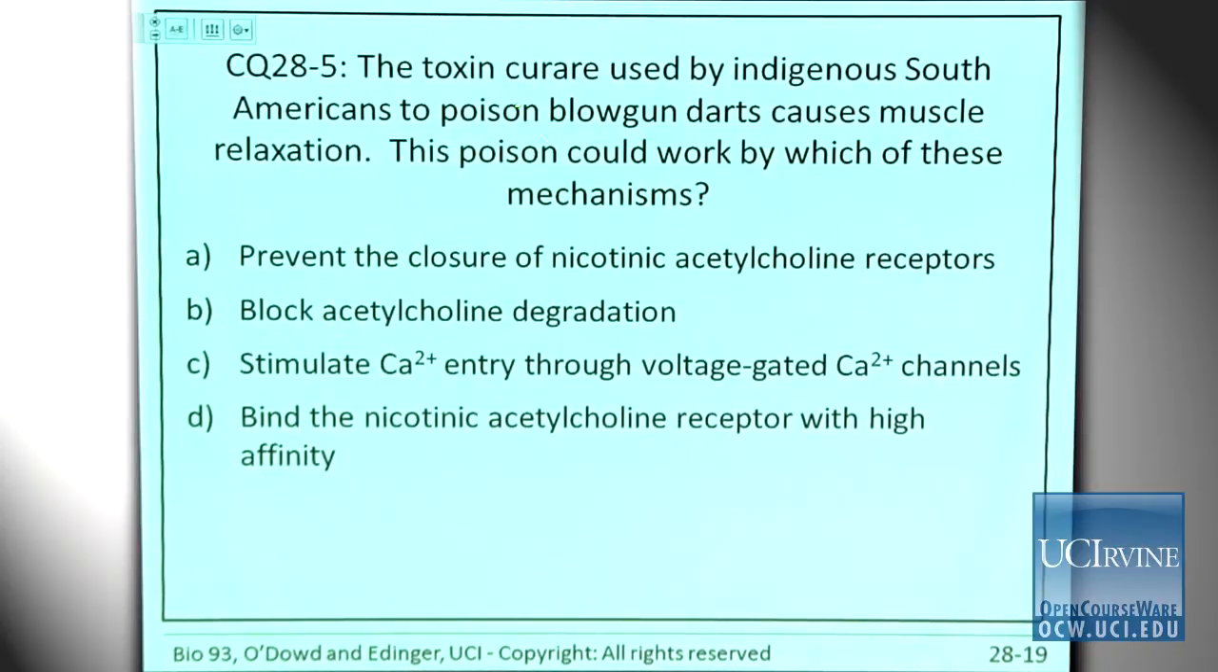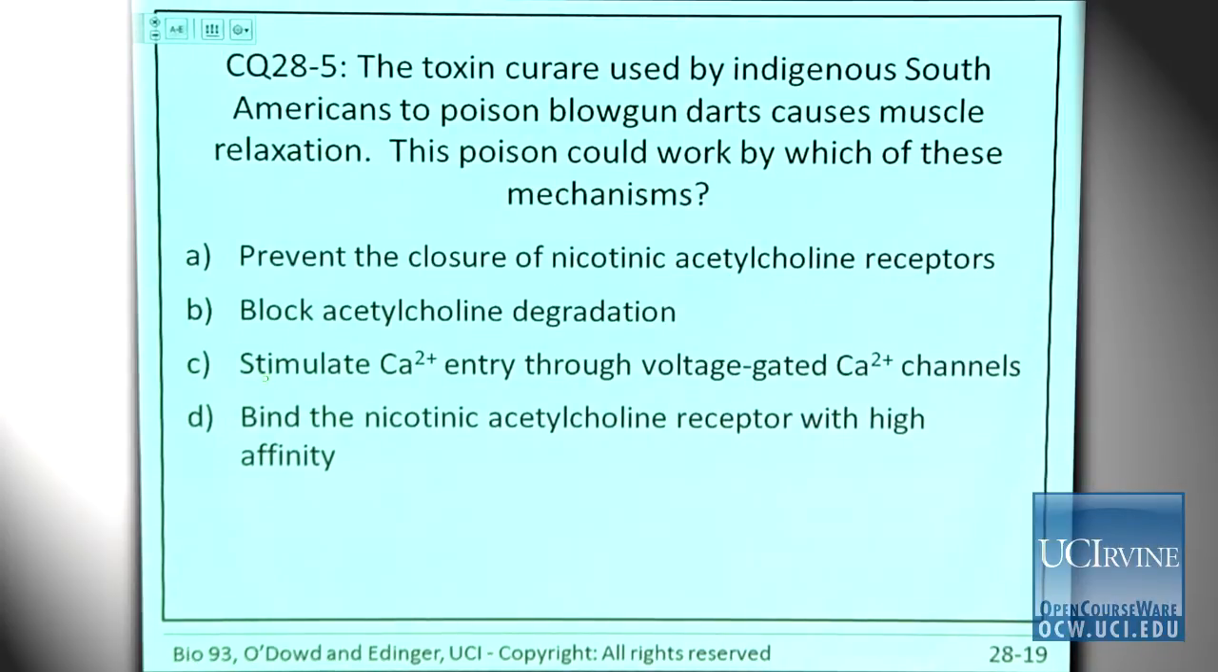So we had a toxin, curare, that's used for poisoning blowgun darts, and it causes muscle relaxation. So your goal here is to figure out which of these could relax the muscle. You prevent closure of nicotinic acetylcholine receptors. I just told you that those produce EPSPs by letting in both sodium and potassium. So if you stop them from closing, you're going to make the muscle contract even more. So A is gone. Blocking acetylcholine degradation. If you leave acetylcholine in the synaptic cleft for a long time, it's going to keep stimulating the postsynaptic neuron. So that's bad. That'll cause muscle contraction.